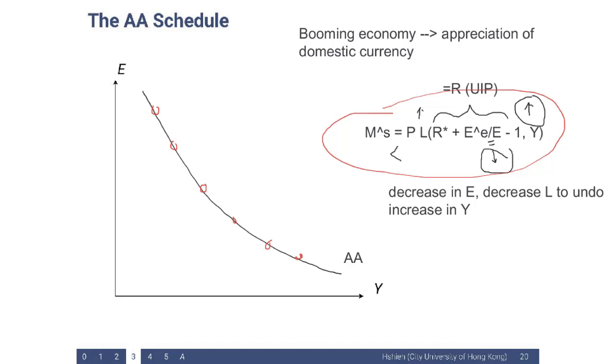And the way to think about this is, suppose this equation has to hold. If this equation has to hold, then when you change Y, E has to move in the other direction to offset it, right? All right, so comments, questions on the AA schedule? The next step, obviously, is to combine the two and then explain to you the mechanism by which there is an arbitrary deviation from equilibrium and how equilibrium is restored.